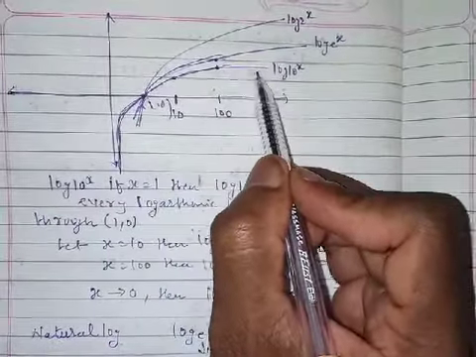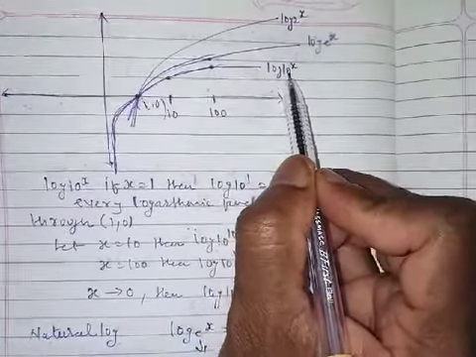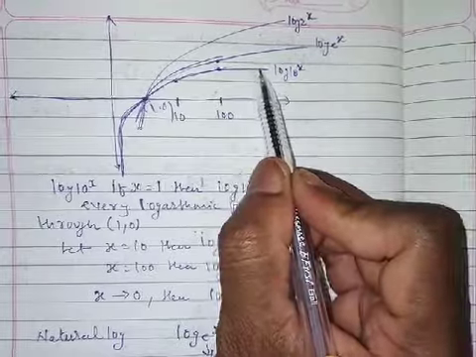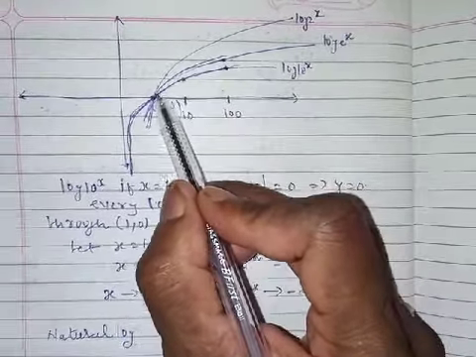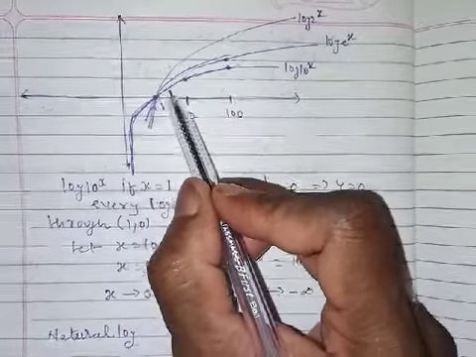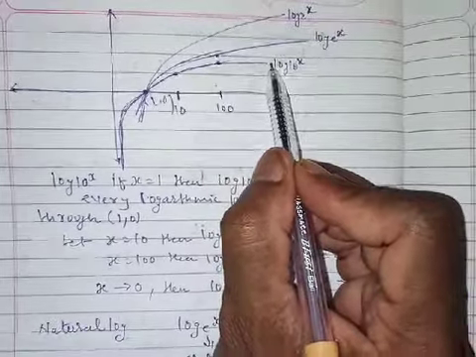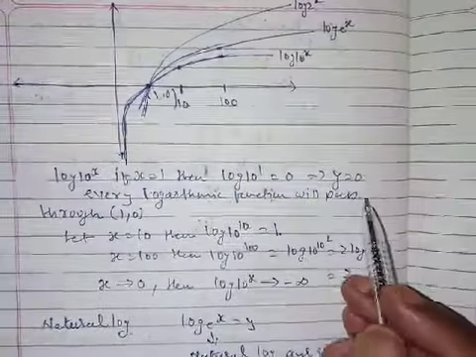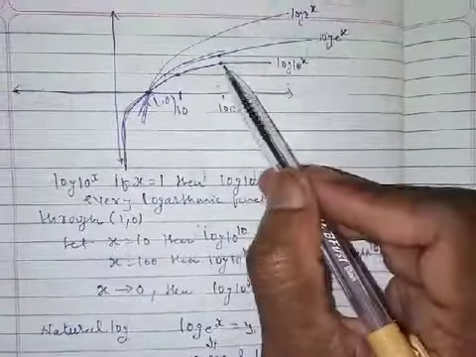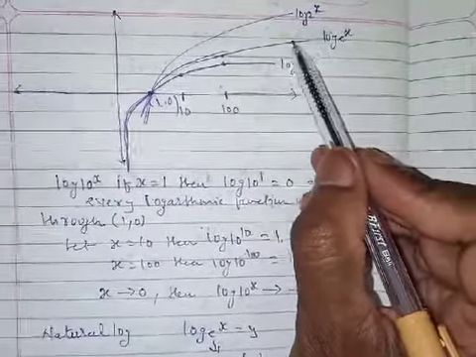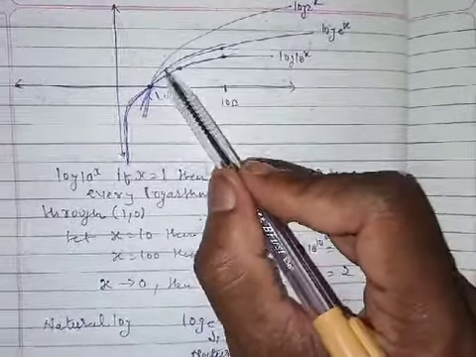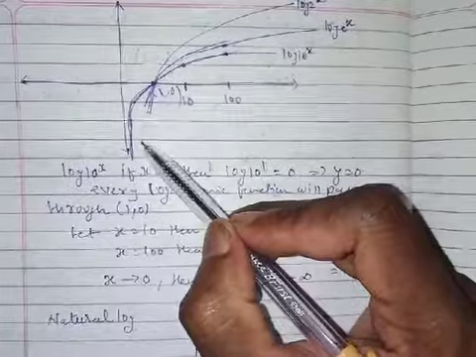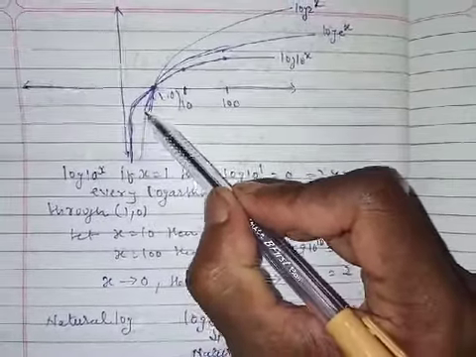Here, 2. So if you draw log 10 raised to x, it will pass through this one. This is the curve. Got it? Okay. e raised to x. If you take e raised to x, it will further pass through this and become steeper. It will pass through like this.